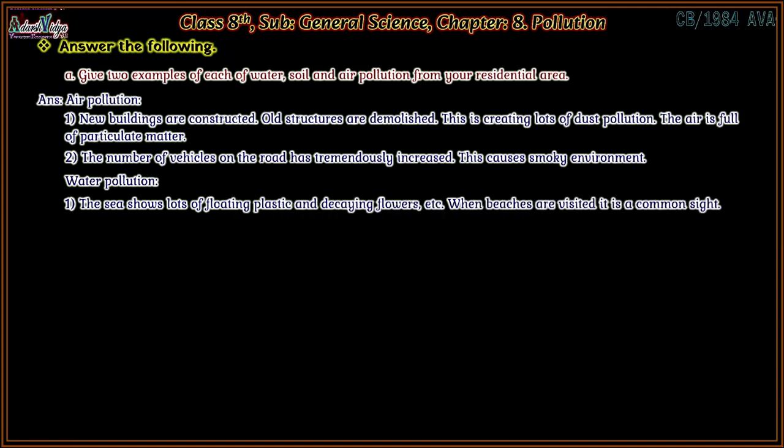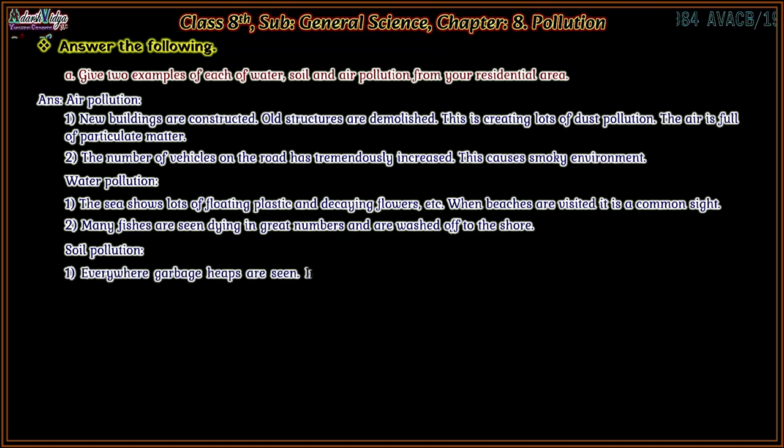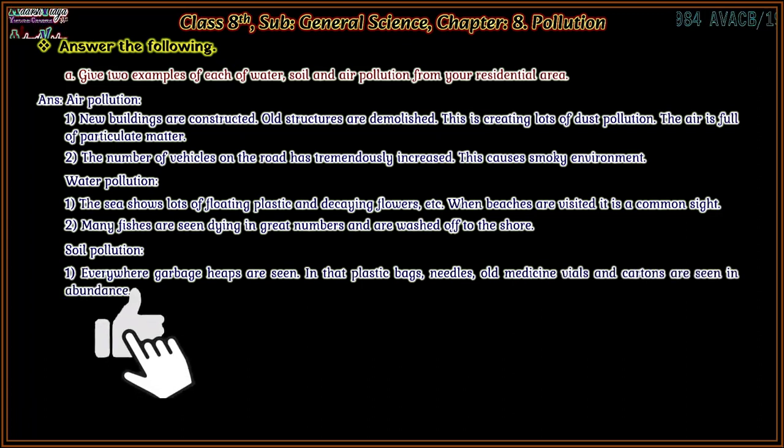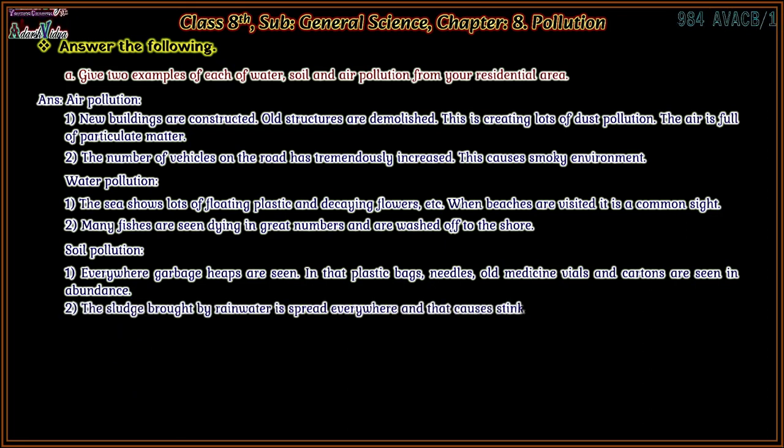Next, examples of water pollution. First example. The sea shows lots of floating plastic and decaying flowers, etc. When beaches are visited, it is a common sight. Second example. Many fishes are seen dying in great numbers and are washed off to the shore. Next, examples of soil pollution. First example. Everywhere garbage heaps are seen. In that plastic bags, needles, old medicine vials and cartons are seen in abundance. Second example. The sludge brought by rainwater is spread everywhere and that causes stink.